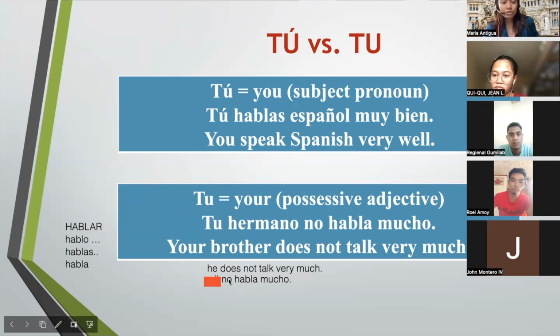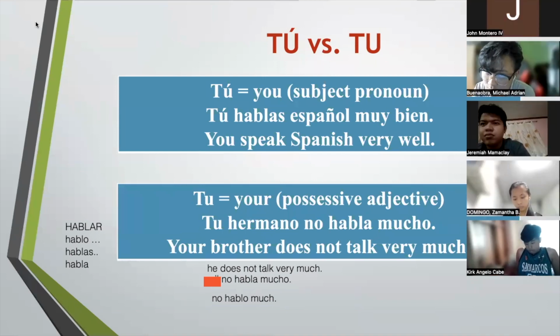It's just that if that's the only sentence, it's not clear who. Is it he? Is it she? Sino ang hindi nagto-talk very much, okay? If you say "no hablo mucho", what is that? You're talking about yourself. And in English, I don't speak much. Muy bien. Who's that? Erika po. Okay. I don't speak much.